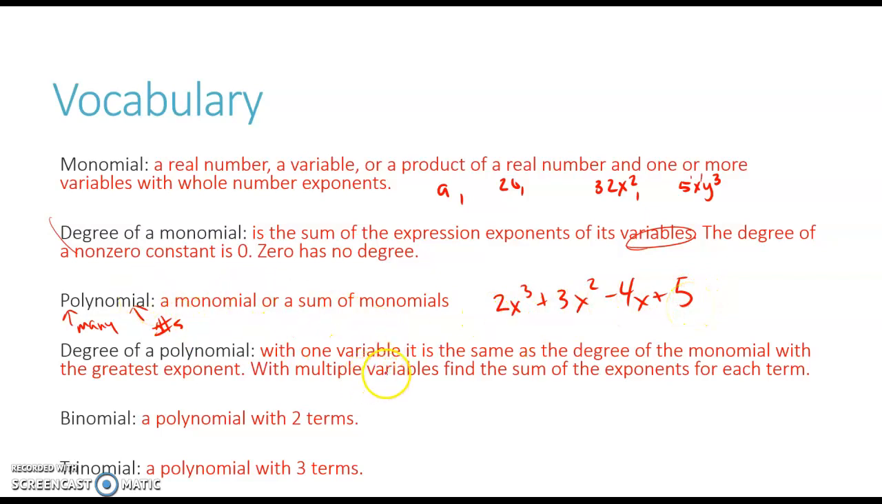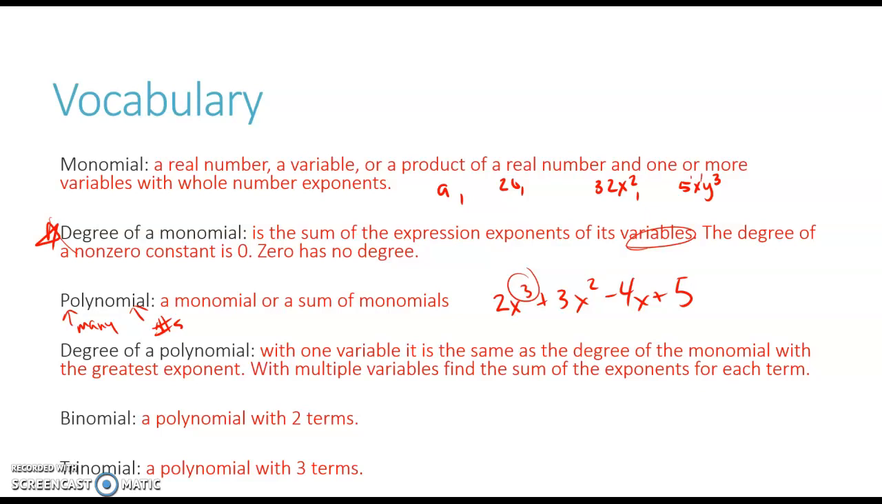The degree of a polynomial, if it just has one variable, is the same as the degree of the monomial with the greatest exponent. So in this one that I wrote up here, it would be 3rd degree. If you have multiple variables, then we go back to the degree of a monomial, add the exponents of each monomial together, and see which is the biggest, and that is our degree. Then we have binomial, a polynomial with 2 terms, and trinomial, a polynomial with 3, because bi means 2 and tri means 3.